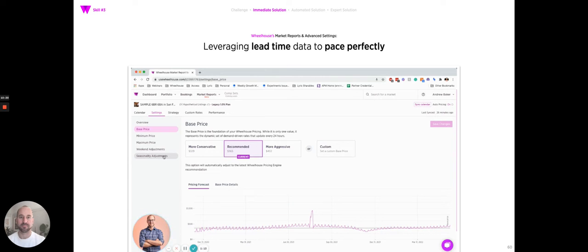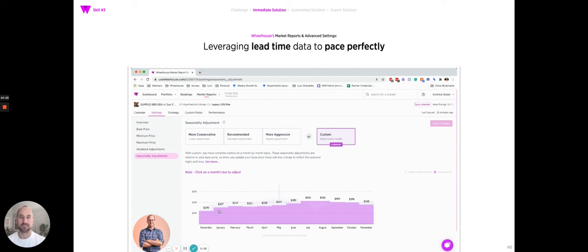Or if you're just pacing ahead or behind by a few months, you can again adjust your seasonality settings. So this is another way you can control how Wheelhouse's pricing engine will respond to your market. Of course, if you're automated, we'll be doing all this for you, but you always have final control to set your own settings and make your own adjustments, depending on what you're trying to achieve.